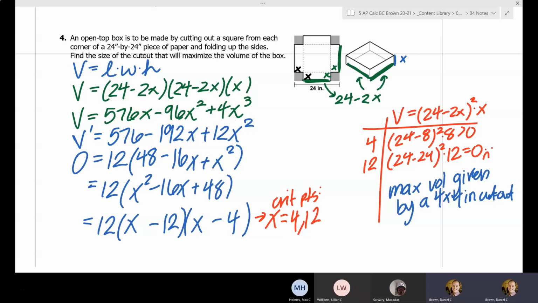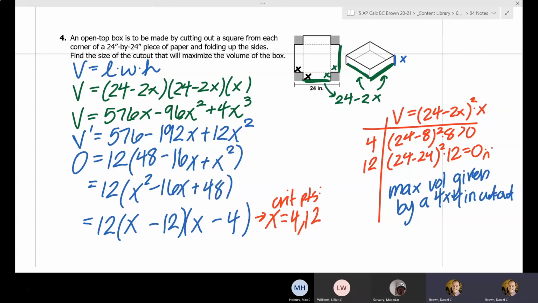And then we want to find the critical point. So I went ahead and found the derivative. This is a polynomial, so it will never be undefined, but I can go ahead and set it equal to 0. Setting it equal to 0, we have critical points at 12 and 4. Many of you could probably eliminate one of those pretty easily.